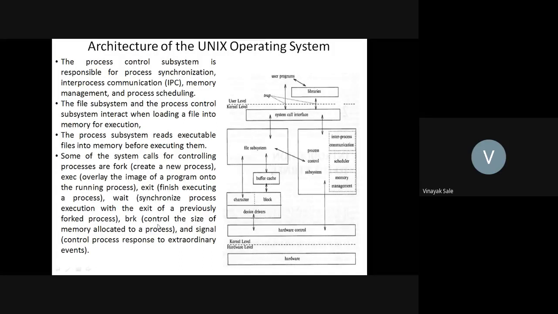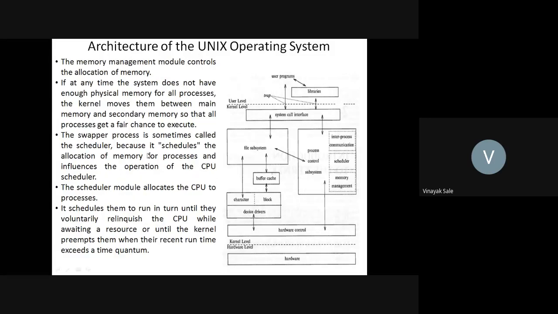Then BRK, break, controls the size of memory allocated to the process. And signal controls the response to extraordinary events.